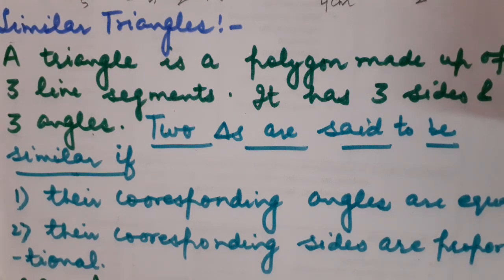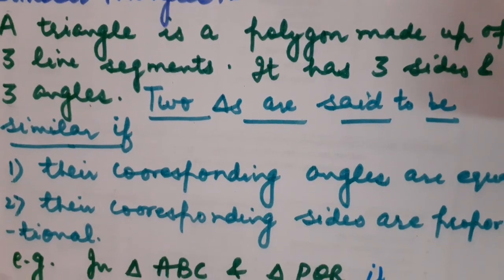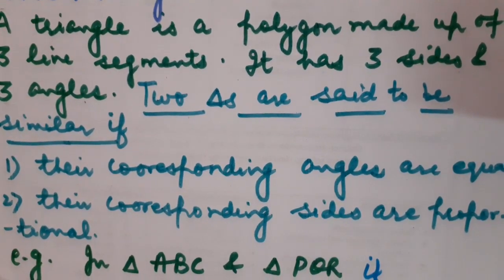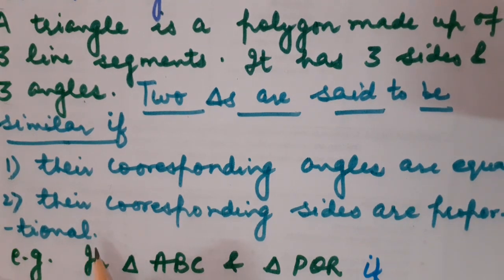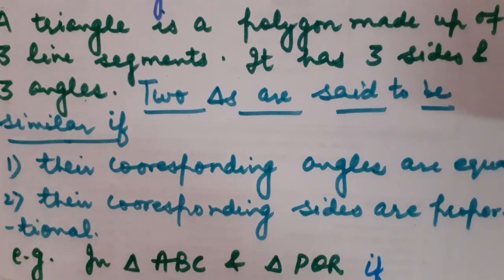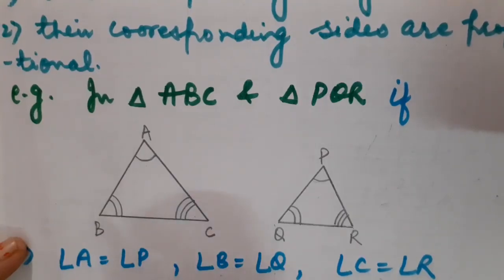Children, before I explain the similar triangles, you must know what a triangle is. A triangle is a polygon, or a simple closed curve, which is made up of 3 line segments. It has 3 sides and 3 angles. Fine children? Now, 2 triangles are said to be similar if, number 1, their corresponding angles are equal. Number 2, their corresponding sides are proportional, which means their corresponding sides are in the same ratio. Correct children? So let us take one example.